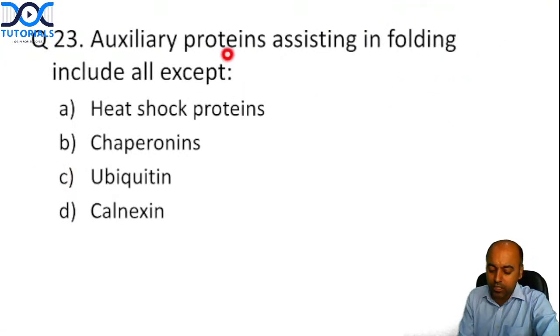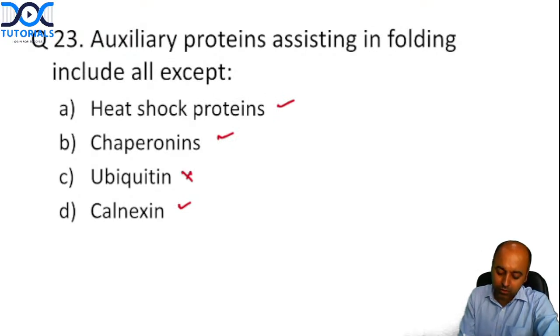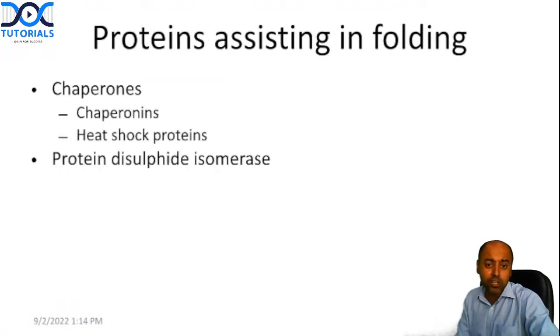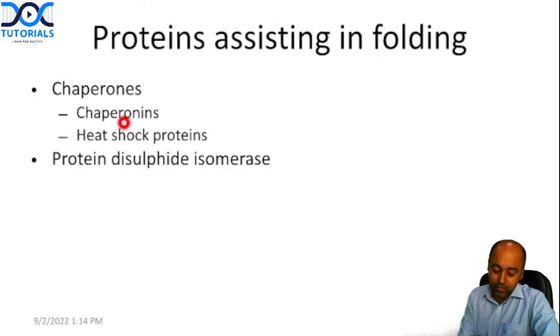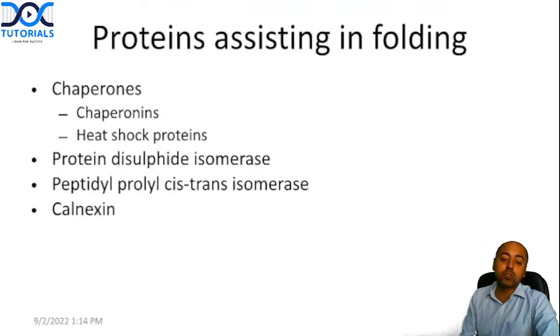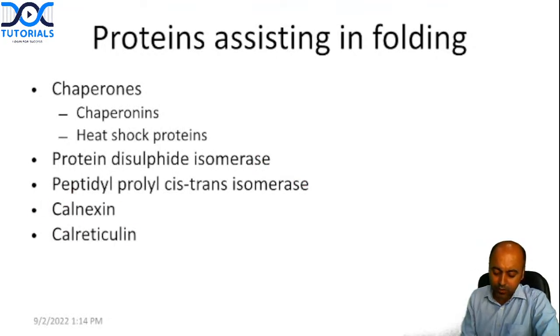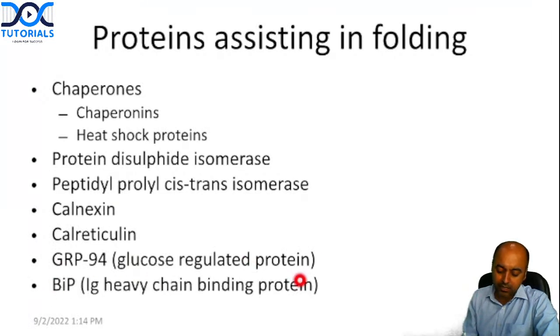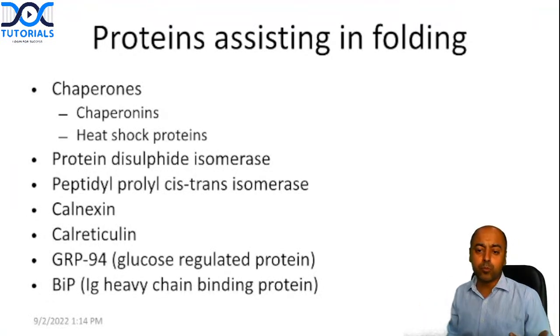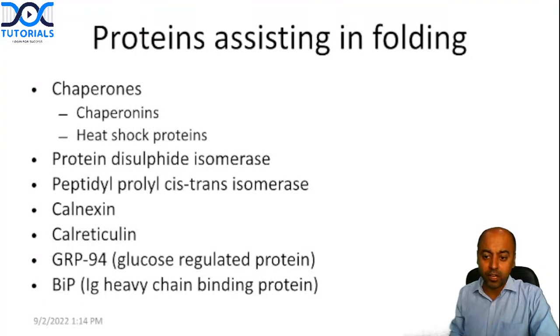Question 23. Auxiliary proteins assisting in folding include all except heat shock protein, chaperonins, calnexin. All of them are correct. Ubiquitin is not involved in folding of the proteins. So some examples of proteins which assist in folding: the chaperones, including the chaperonins and the heat shock proteins, the protein disulfide isomerase, the proline cis trans isomerase, the calnexin, calreticulin, the GRP94, and the BiP. So these are some of the important proteins which assist in folding. Obviously there are more proteins, but these are some of the common proteins which assist in folding.